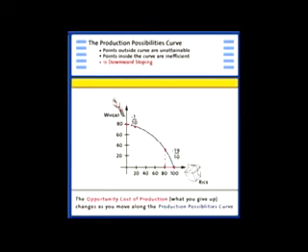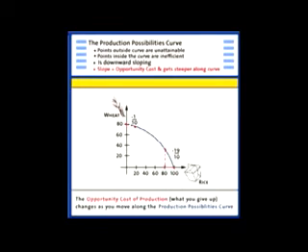The slope of the curve is pretty flat up here near the vertical axis. As we move down the curve, the slope gets steeper and steeper as we approach the horizontal axis. Remember, the slope of the production possibility frontier is the opportunity cost of producing rice, measured in terms of wheat that you give up. So down here, the opportunity cost is very high, whereas up here, the opportunity cost is relatively low.